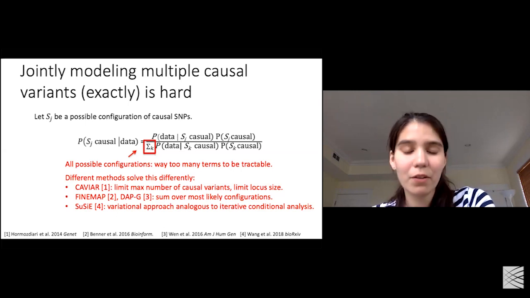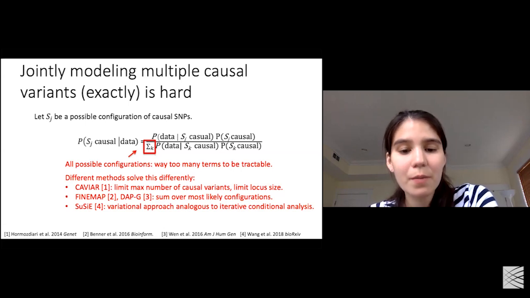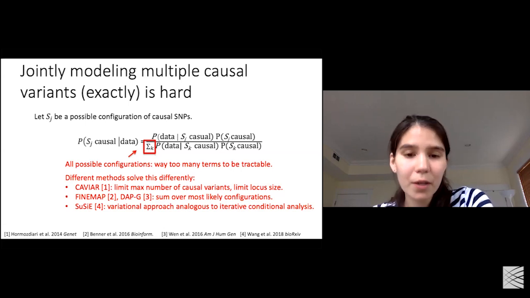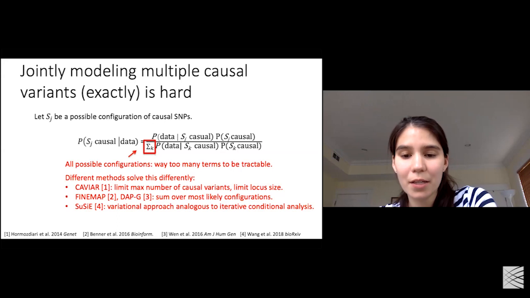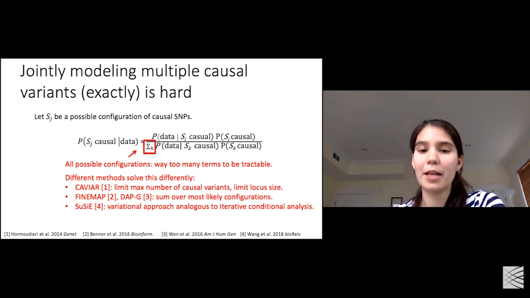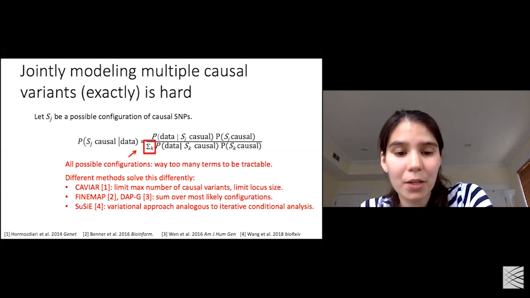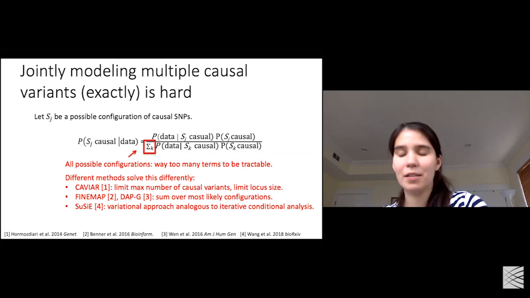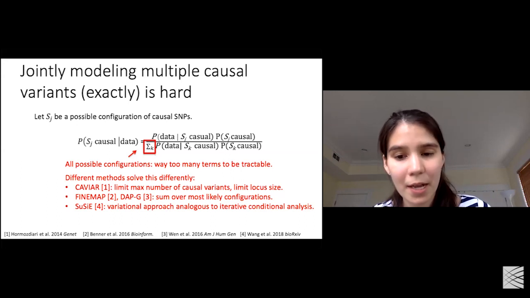Then there are methods such as FINEMAP and DAP-G that sum over what their algorithm thinks are the most likely configurations. More recently, the SuSiE method takes a different approach based on variational inference, for those of you who know what that is. It's analogous to iterative conditional analysis, where instead of doing conditional analysis once through the locus, they go back and redo the conditional analysis multiple times until convergence. This has some nice theoretical properties as well.